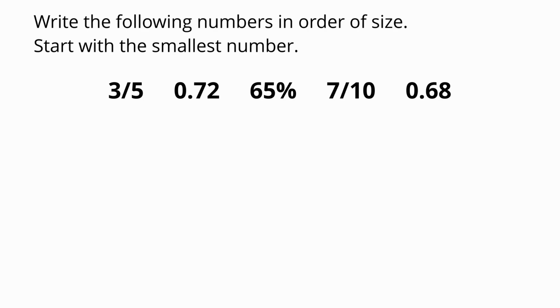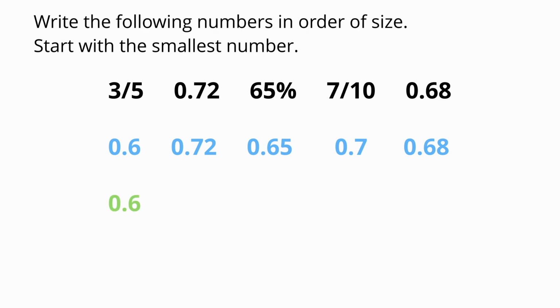3/5 as a decimal is 0.6, 0.72 is already written as a decimal, so we don't have to do anything. 65% as a decimal is 0.65. 7/10 as a decimal is 0.7, and finally 0.68 is already written as a decimal, so we can also leave that as it is. Now that we have all the numbers as decimals, we can easily order them from smallest to largest. 0.6 is the smallest, followed by 0.65, then 0.68, then 0.7, and finally 0.72.